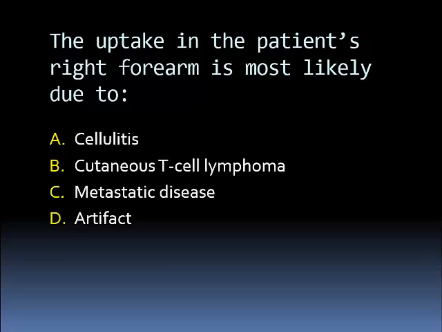So the next response question is, the uptake in the patient's right forearm is most likely due to which of the following? Is this cellulitis, cutaneous T-cell lymphoma, metastatic disease, or artifact?